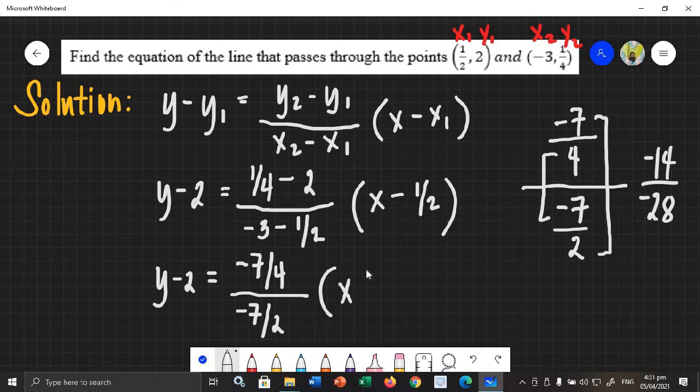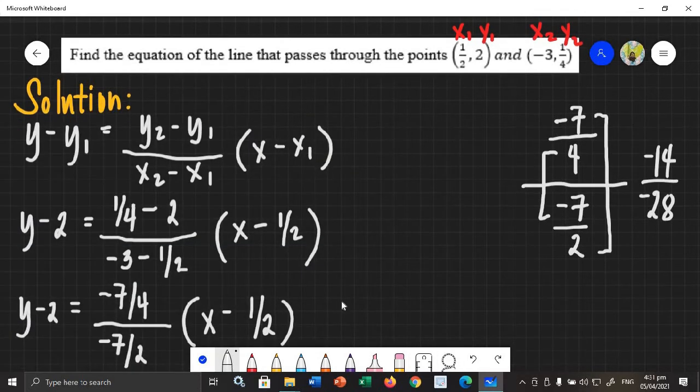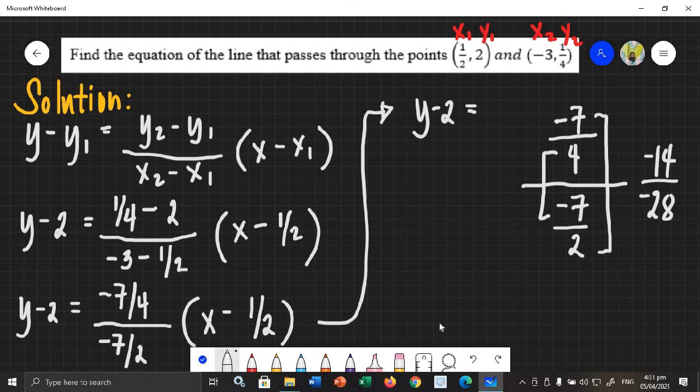And then, rewrite natin ito. X minus 1/2. So, continuing the solution here, ayan, what we need to do is we need to simplify the complex fraction here, di ba? So, kung may scientific calculator kayo, you can use your scientific calculator, pero if you do not have a scientific calculator, just multiply the means and extremes, katulad ng ginawa ko dito. So, now we have y minus 2 is equal to, ayun, yung na-compute natin dito. So, negative.